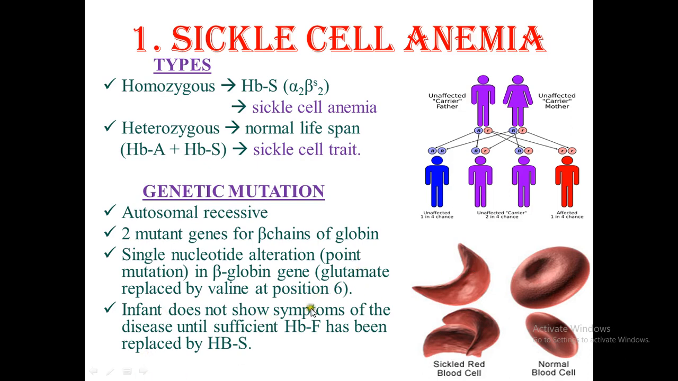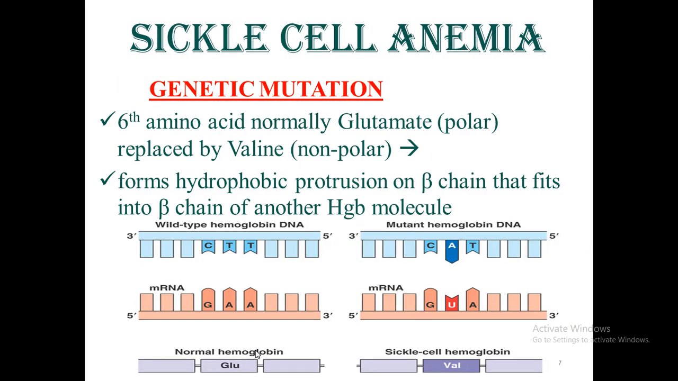The infant does not show any symptoms of the disease until the age of 5 or 6 months. Why? Because up till now, he has sufficient hemoglobin F. But at the age of 5 to 6 months, the hemoglobin F starts to be replaced by hemoglobin S, that is sickle cell hemoglobin. And then the patient starts showing signs and symptoms of the disease.